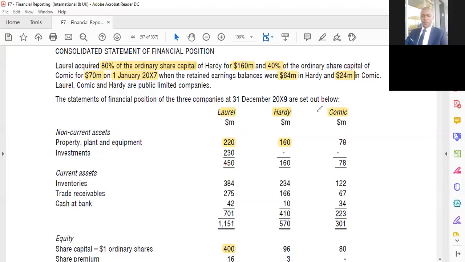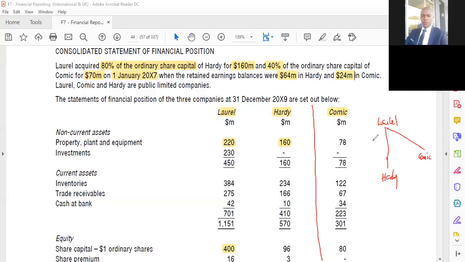So how do you do the group structure? Simply bring it here. As we know, we first have to remove the associate for now. In the group structure, you bring the parent, L, there. And then you've got the subsidiary. What's the name of the subsidiary? It's H, Hardy. Then you've got the associate, who is Comic.